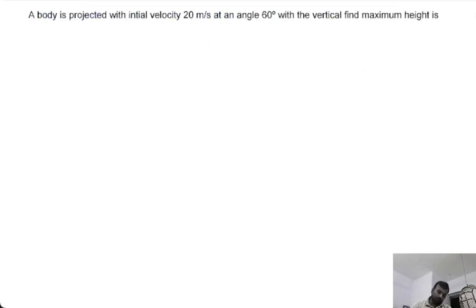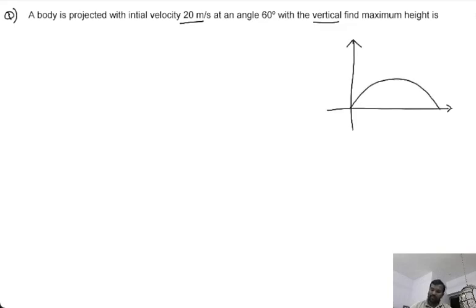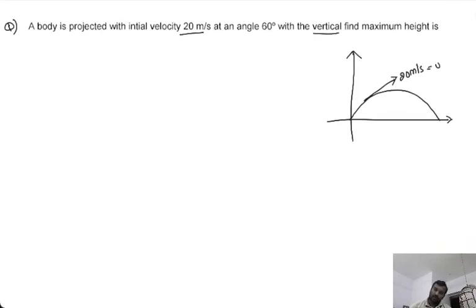Next question. A body is projected with an initial velocity of 20 meters per second at an angle of 60 degrees with the vertical. Find the maximum height. The initial velocity is 20 meters per second and the angle with the vertical is 60 degrees. We are asked for the maximum height.